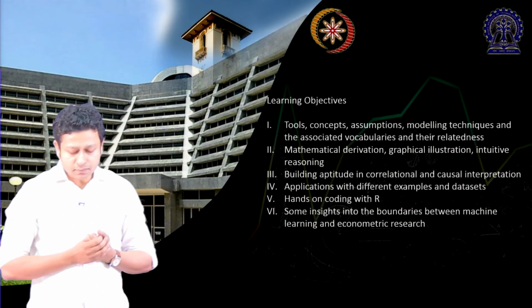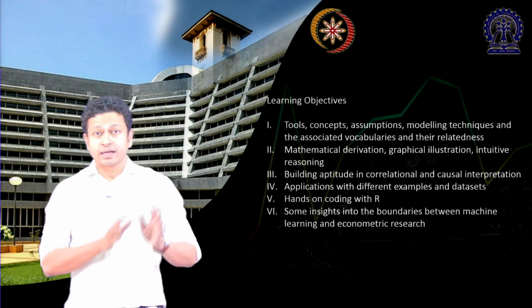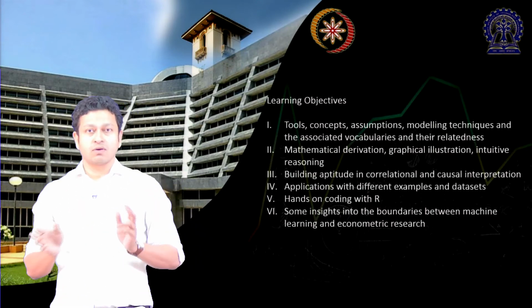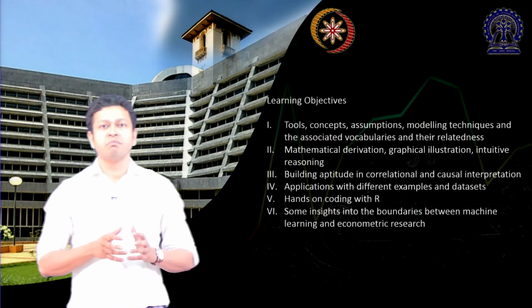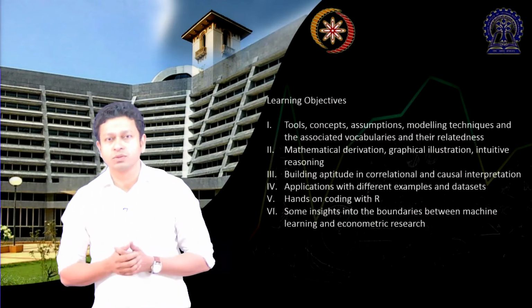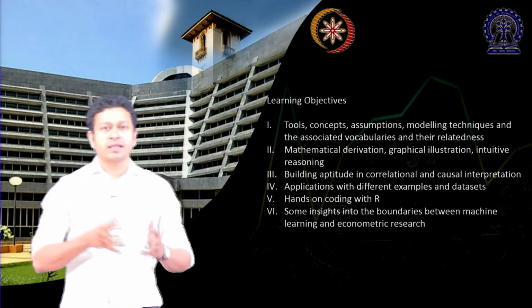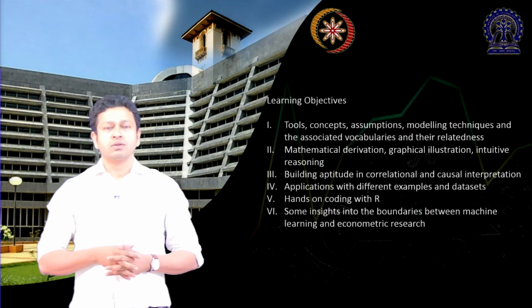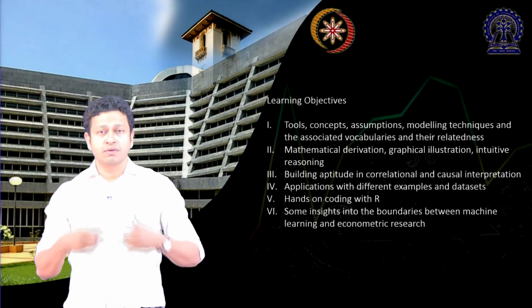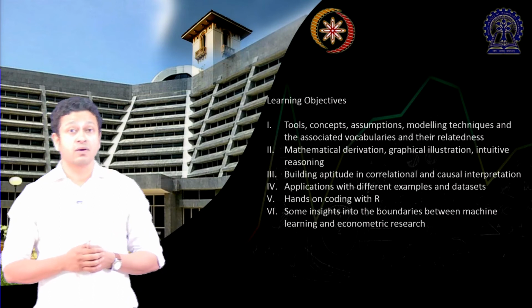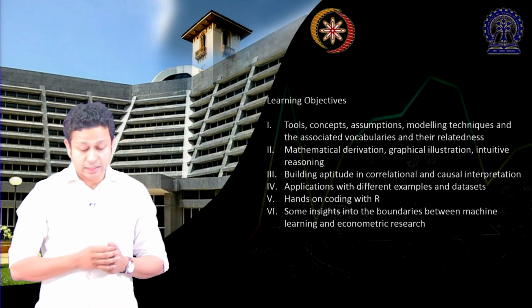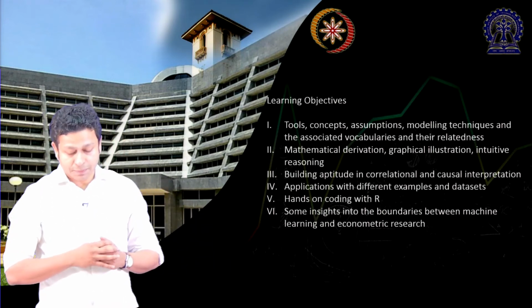As I said previously, we are trying to jump into something called causality, whereas the tools and models that we use in econometrics mostly do correlational studies. So we will try to build an aptitude for how to interpret correlation and causality. That's going to be another objective for the course.